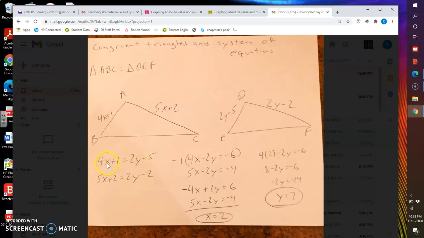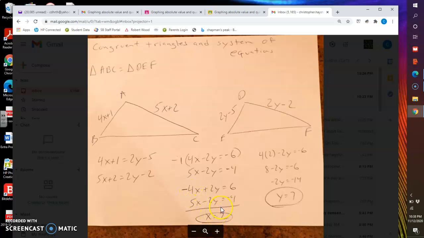We need to move the 2y over, move the 1 over. Move the 2y over, move the 2 over. And we're left with 4x minus 2y equals negative 6, and 5x minus 2y equals negative 4. When I multiply the top by negative 1, I get negative 4x plus 2y equals 6. And that allows me to eliminate the y. And I'm left with x equals 2.